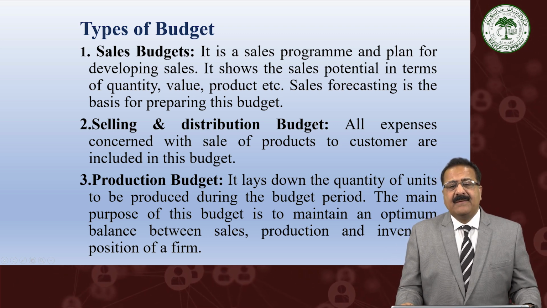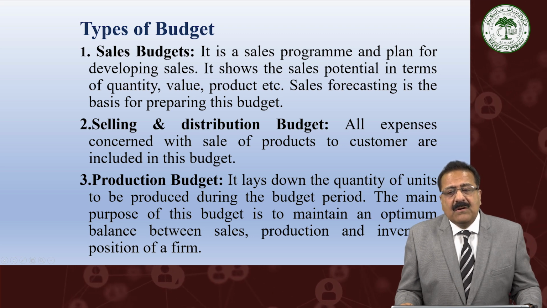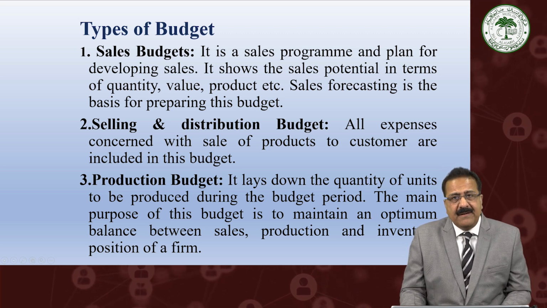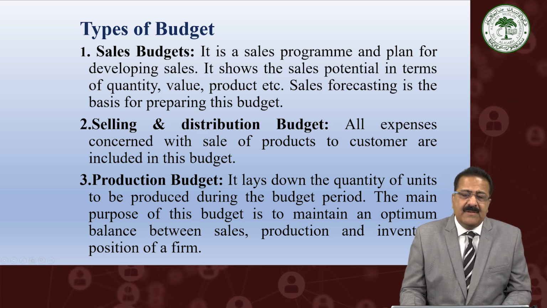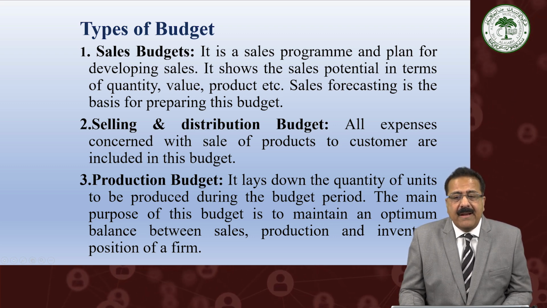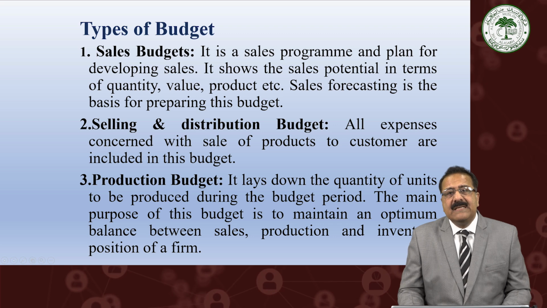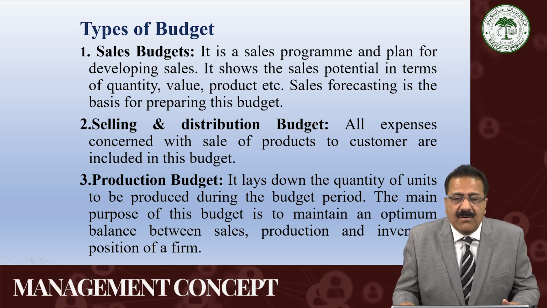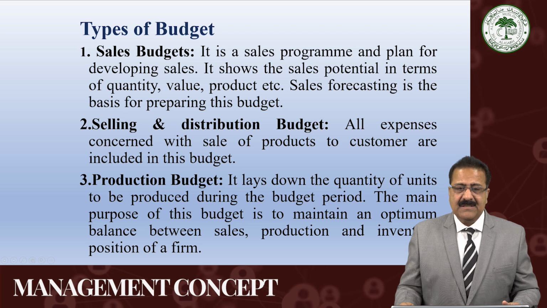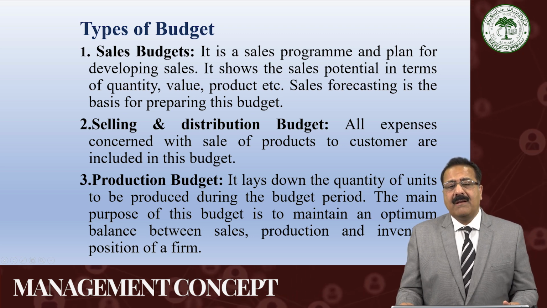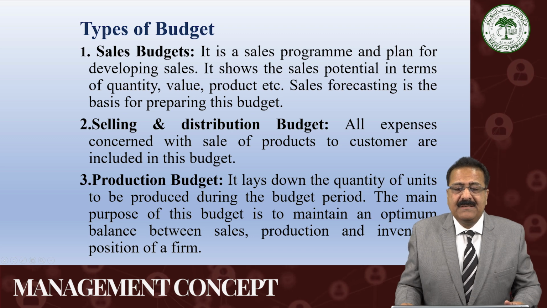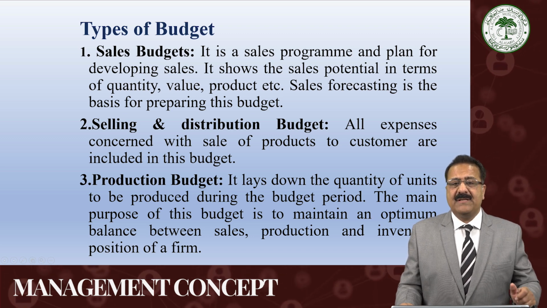Production budget thereafter lays down the quantity of units to be produced during the budget period. The main purpose of this budget is to maintain an optimum balance between sales, production, and inventory position of a firm. All these things are very important for every organization, because these are the basic jobs for every organization.